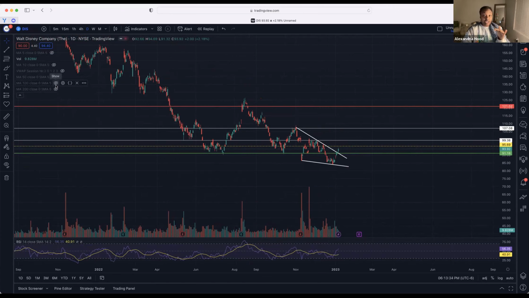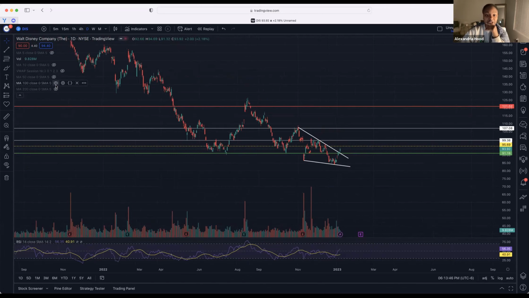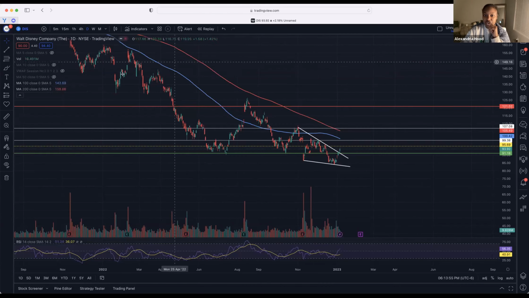Now I want to go to the 100. Think of this as the price dip on higher time frames. So you'll look at it as support or resistance on higher time frames, right? So when we see here on the 100, it's really not showing us anything different than the 200, right? We're not seeing anything different.